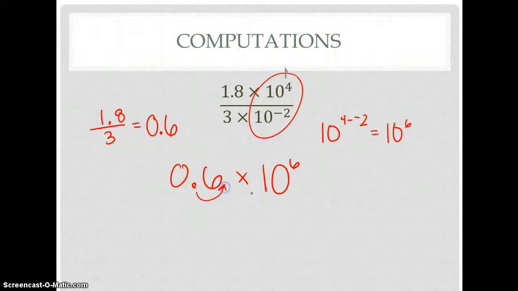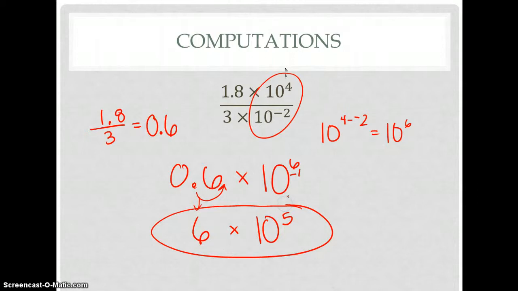I need to move that decimal place over in order to make this scientific notation. So 6 times 10 to the, and I have a smaller number that I turned into scientific notation, so I'm going to subtract 1. We're going more negative. So 6 times 10 to the 5th would be your final answer on that problem.